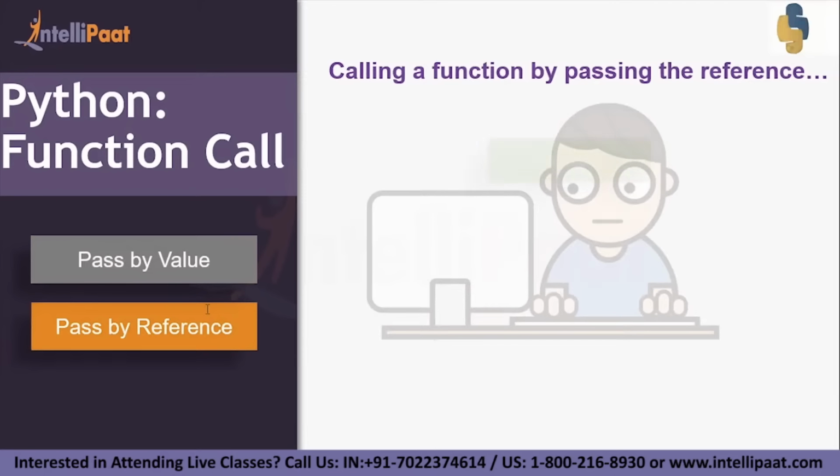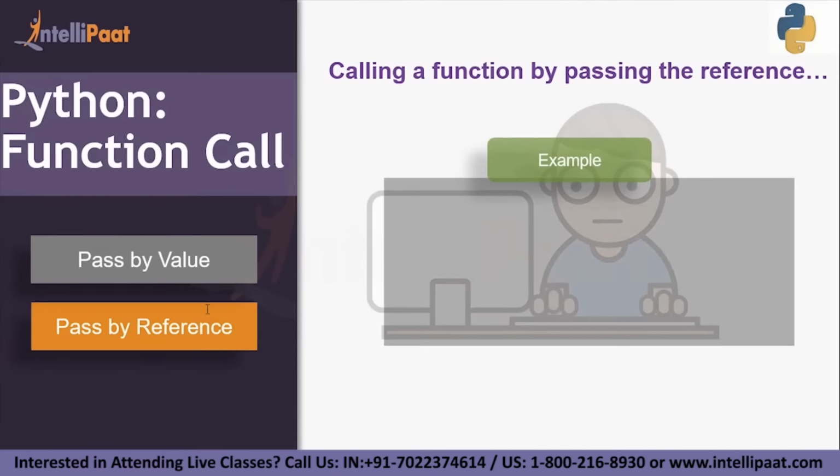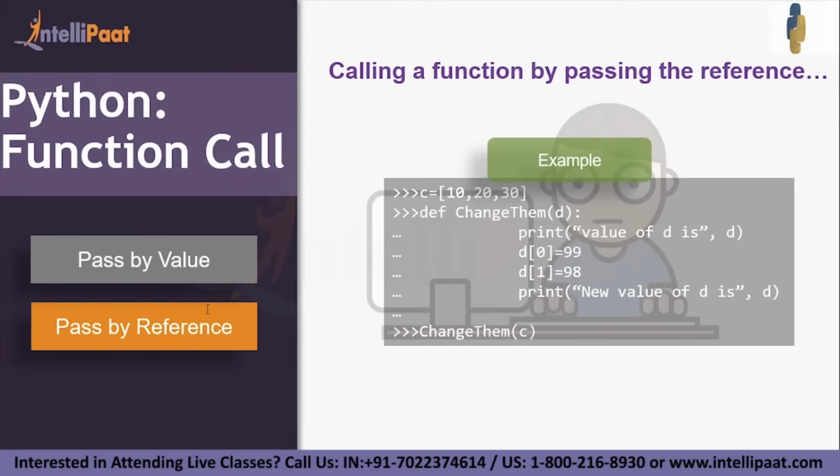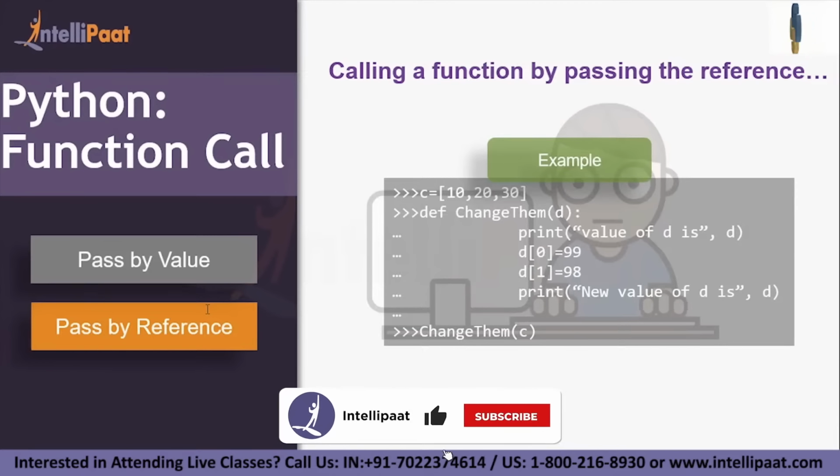Calling a function by passing the reference. For example, we have a list C as 10, 20, 30. We are defining a function change them and passing an argument d to it. Inside the function we print the value of d is d. D of 0, a numeric constant, we define as 99, and d of 1 as 98. Then print the value of d is d.